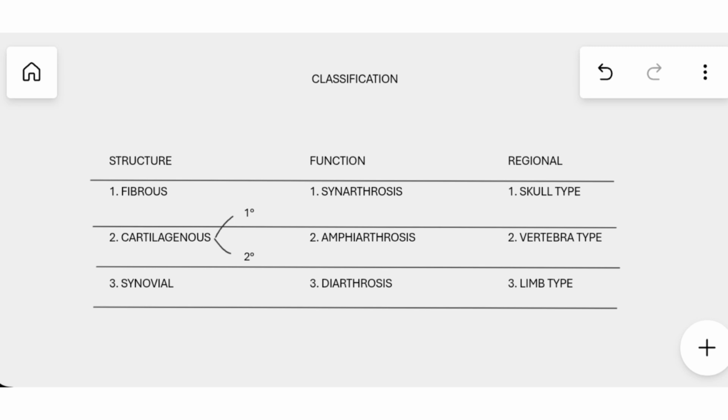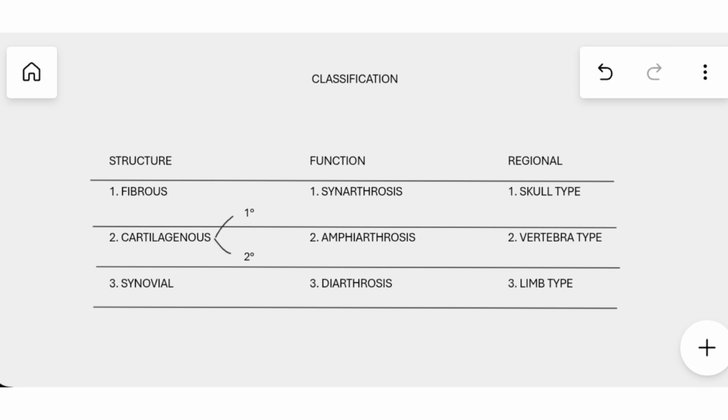Now, these columns represent how the joints are divided on these three bases. But if you see these rows, I have written in front of fibrous synarthrosis, and in front of synarthrosis I have written skull type. So all of these three mean one and the same thing, right? If I say skull type joints, it automatically means that those joints will most probably be fibrous. And if I say fibrous joints, it automatically means that they would be synarthrosis type joints, which means there will be no movement, right?